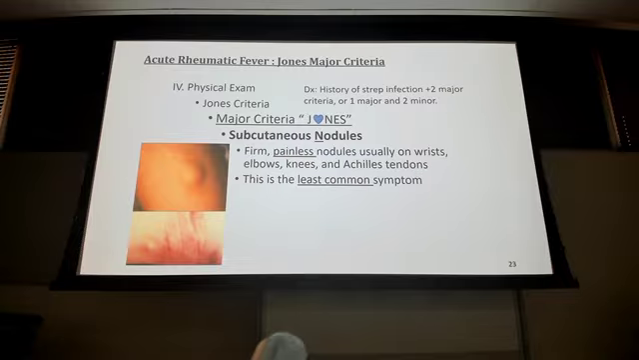Continuing on, N stands for nodules. So you're going to have these subcutaneous nodules. And this tends to be one of the least likely symptoms in the major criteria. Okay? And these are painless subcutaneous nodules, which can help you differentiate from other subcutaneous nodules, the fact that this is painless.